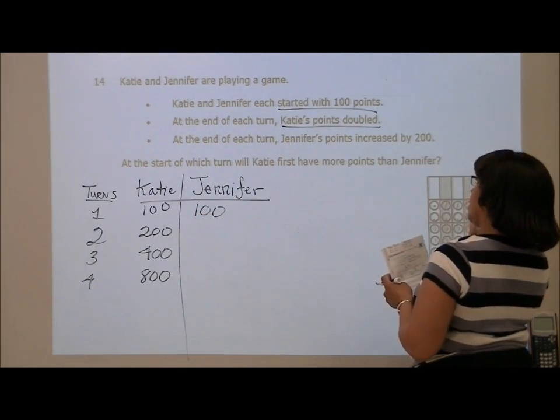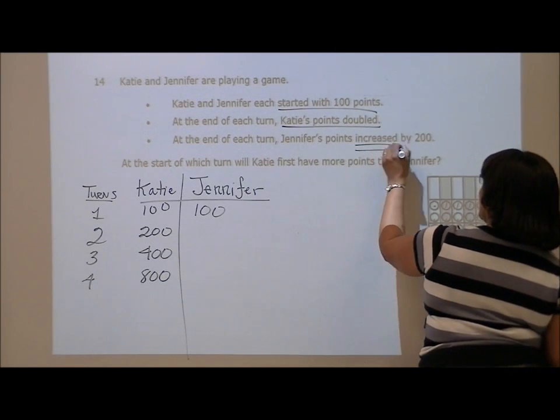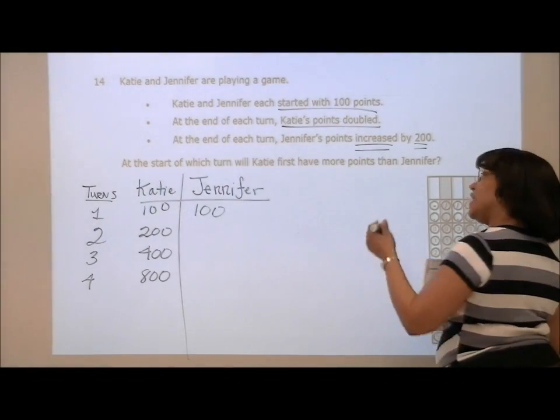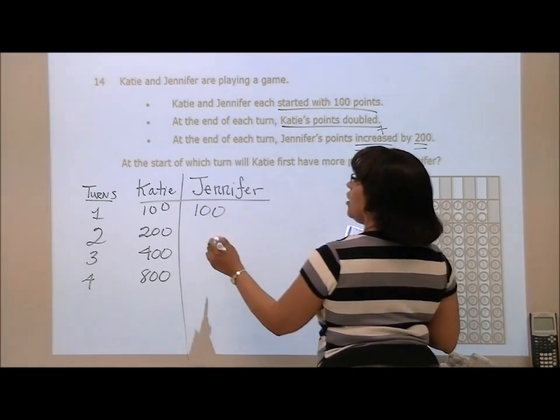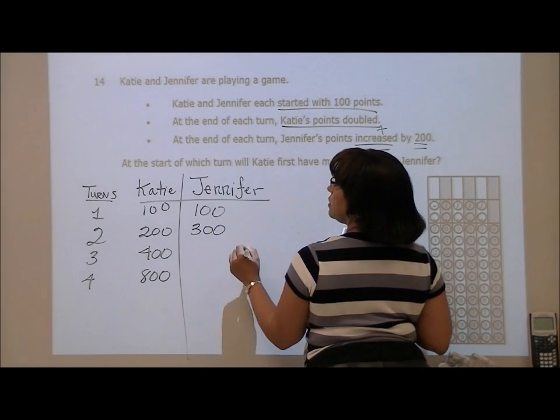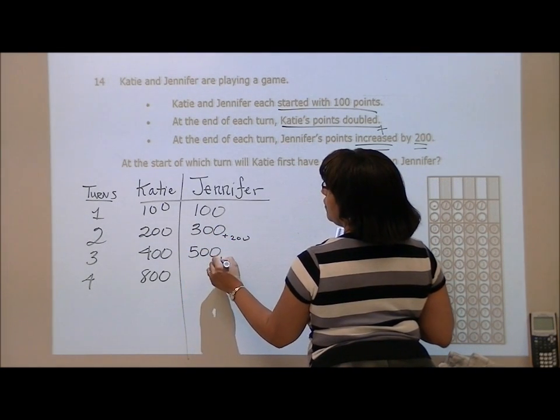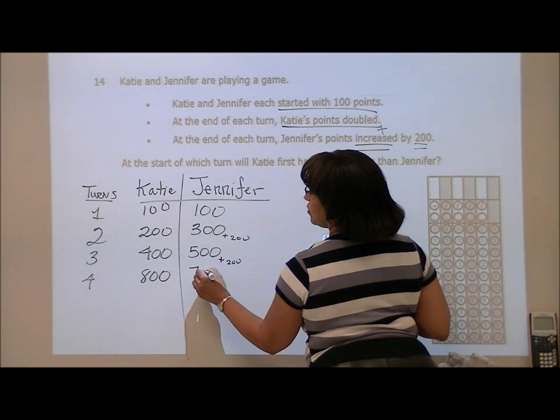So Jennifer, at the end of each turn, hers increased by 200. So what does increase mean? To add. So you have to add 200. 100 plus 200 is 300. And then 300 plus 200 is 500. 500 plus 200 is 700.